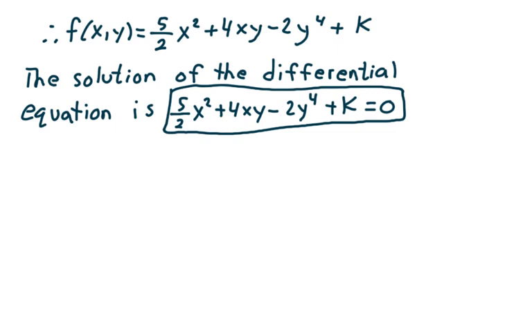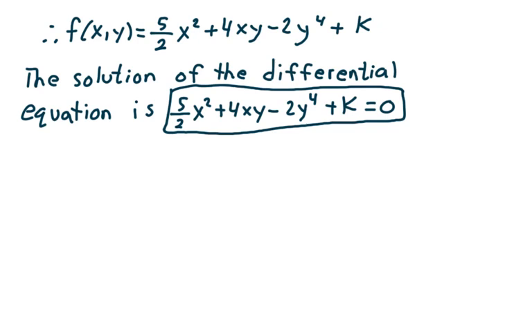Putting it all together, we get f(x,y) = 5/2 x² + 4xy - 2y⁴ + k. Setting f(x,y) equal to 0, the solution of the differential equation is 5/2 x² + 4xy - 2y⁴ + k = 0.